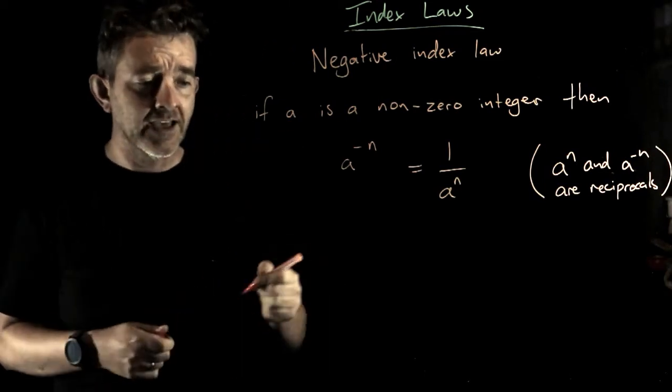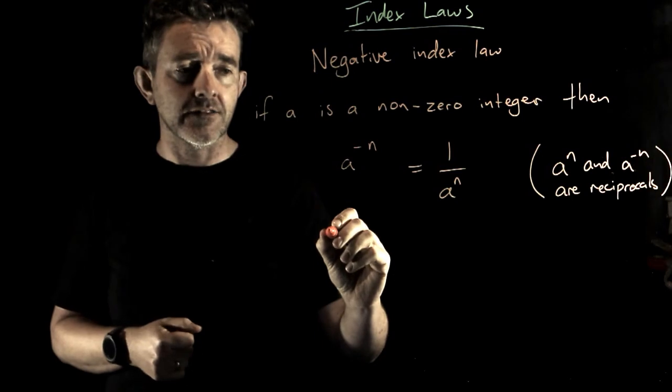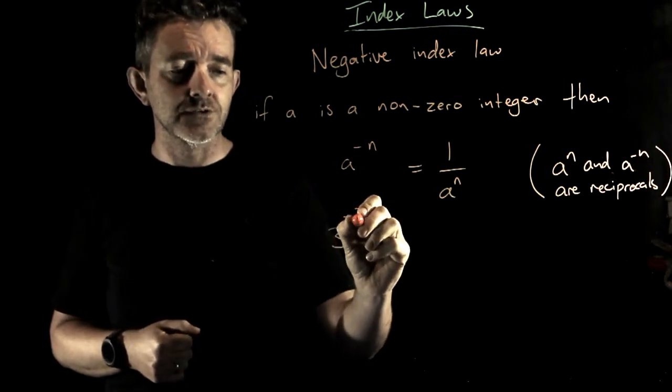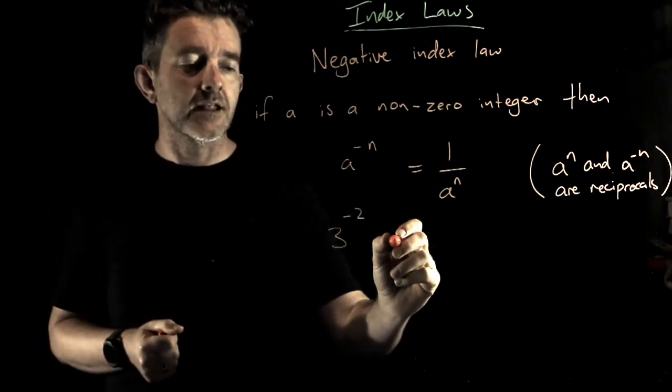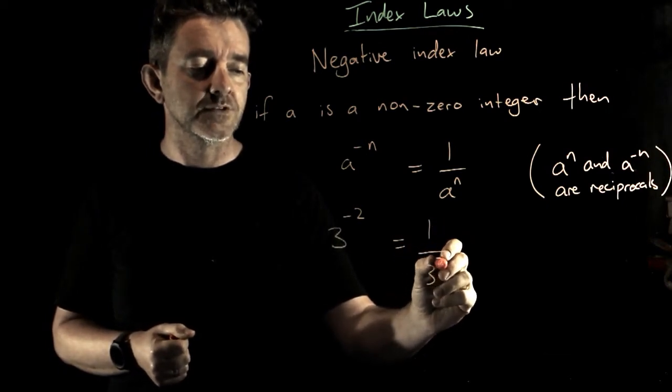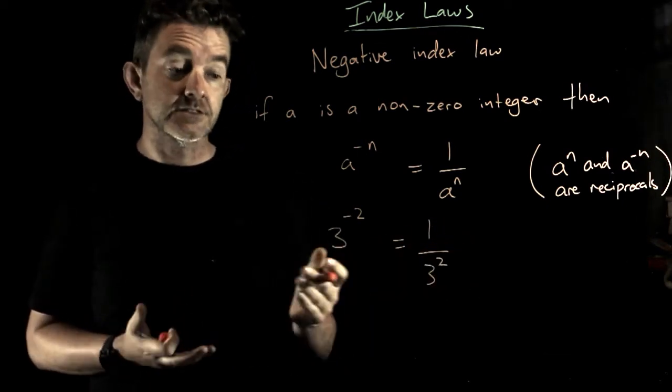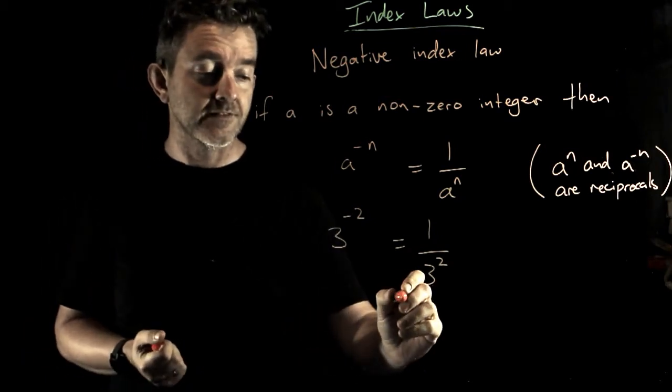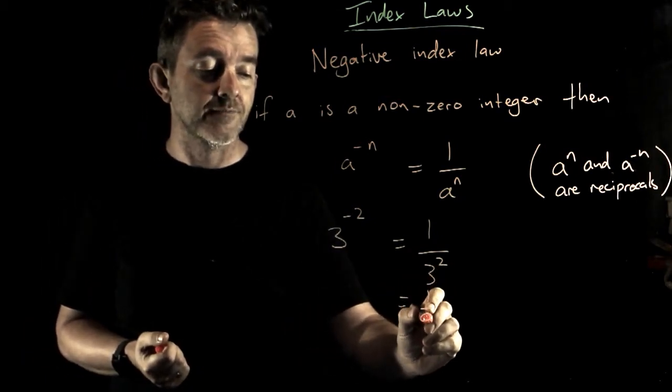So that means if I had, let's say, 3 to the power of negative 2, I would just rewrite that as 1 over 3 to the power of positive 2. And to simplify that further, that's the same as 1 over 9.